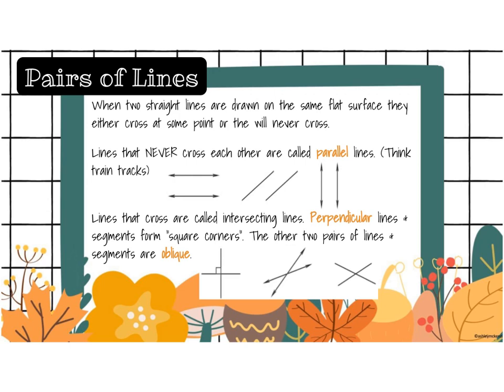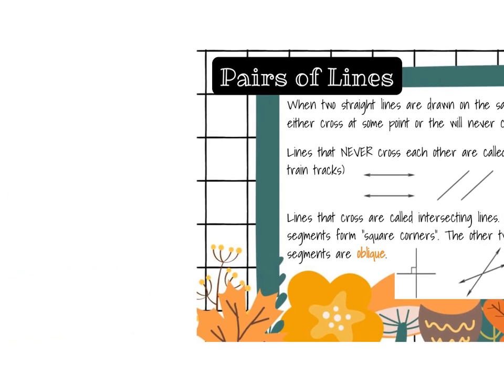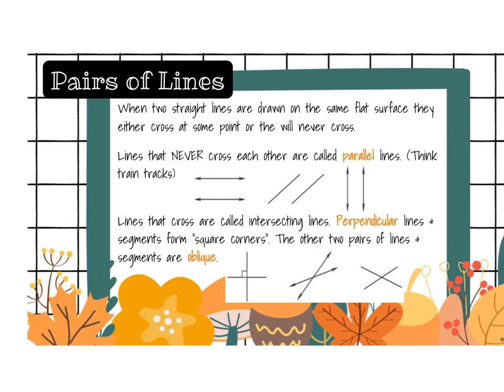Railroad tracks never cross unless it's changing to a different track, right? So a lot of times when people tell you about parallel lines, they like to give you that visual of railroad tracks. They stay side by side. One side is never going to cross with the other side. You know what I mean? Right here in the middle, these are all examples of my parallel lines.